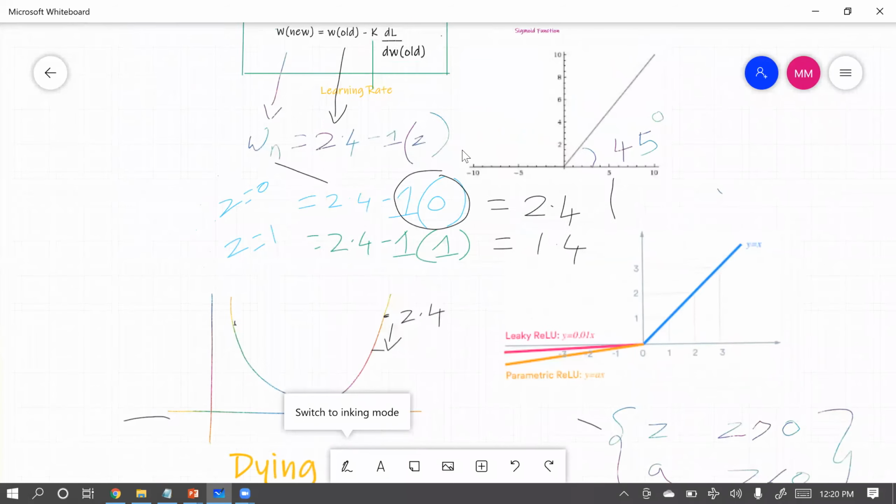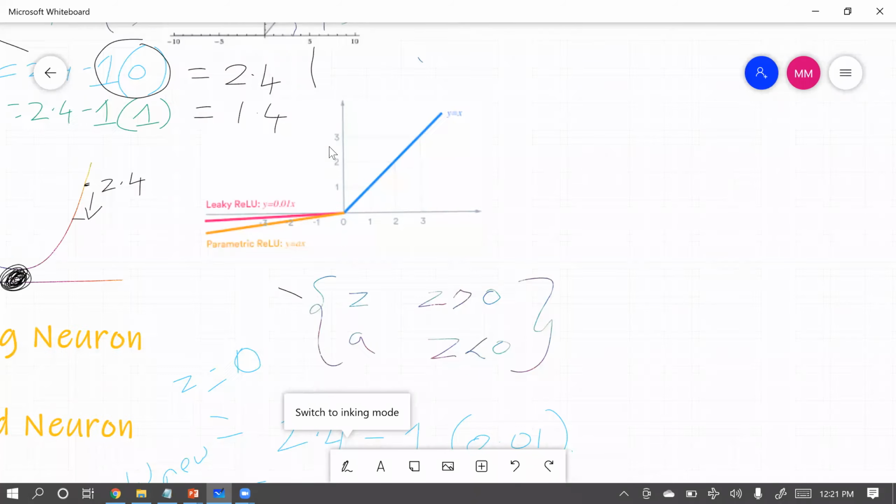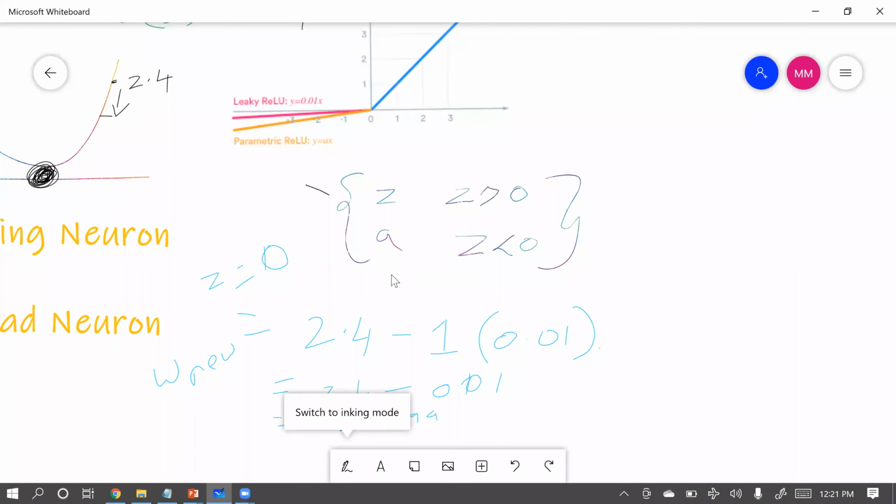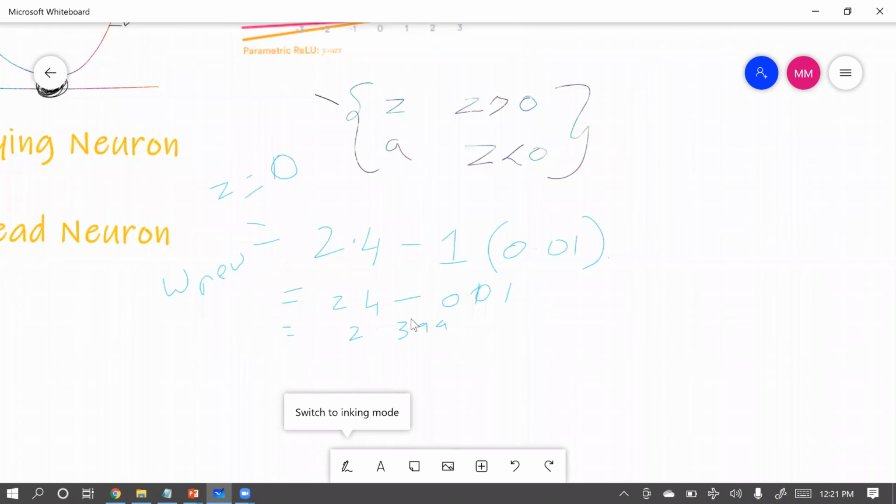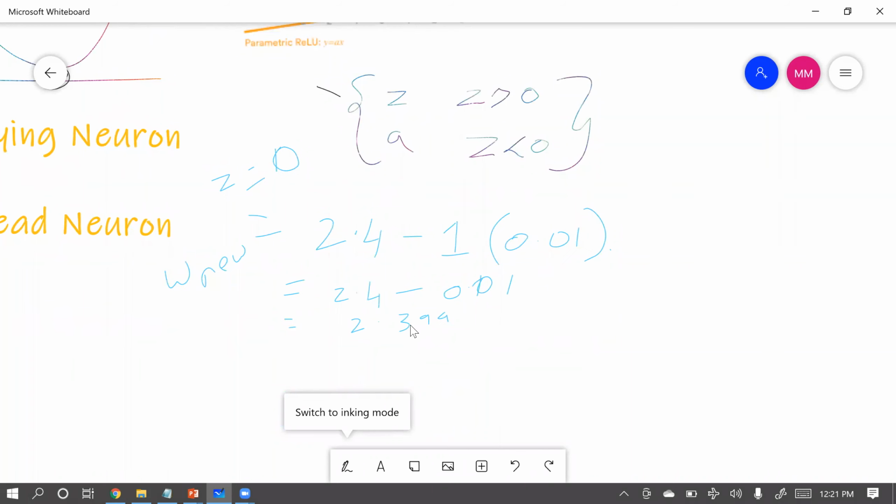So here if you see, when the z value is 0 in the ReLU activation function, 2.4 is equal to 2.4, which means old weight is equal to new weight. But in leaky ReLU, with the help of this parameter a, we came out of that situation of dead neuron. Now at least we have some difference between our old weight and new weight.